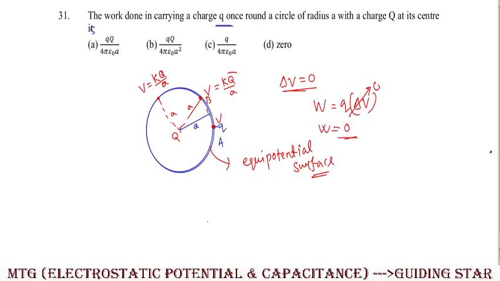So work done in moving a charge over an equipotential surface is 0. Whether it is a complete circular path or any semicircular path or any 1/4 or 3/4 path over this equipotential surface, we go. So option D is the correct one.